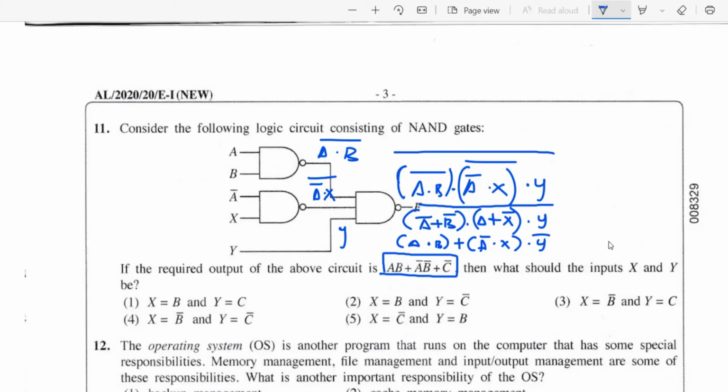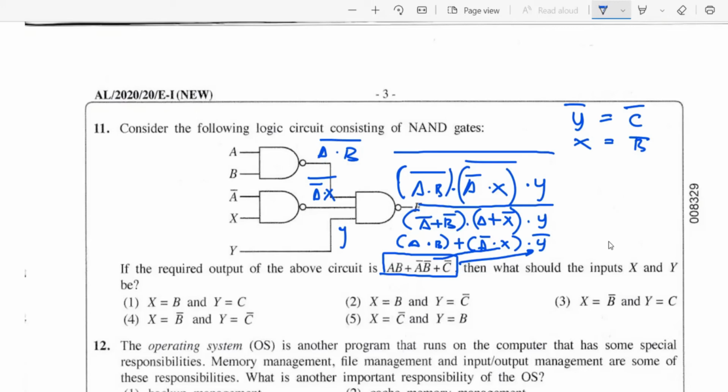So clearly we can see here Y bar equals C bar, and X equals B bar, according to the given expression. X equals B bar, right? The question asks for inputs X and Y.